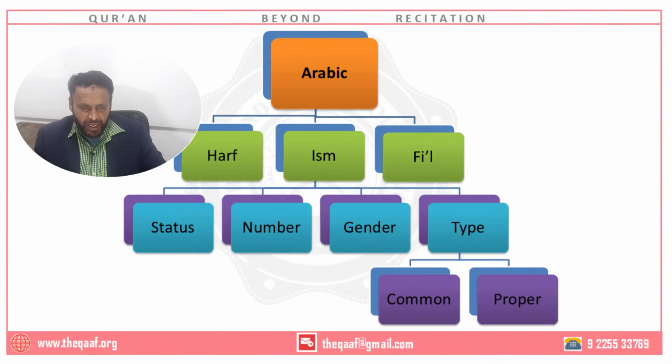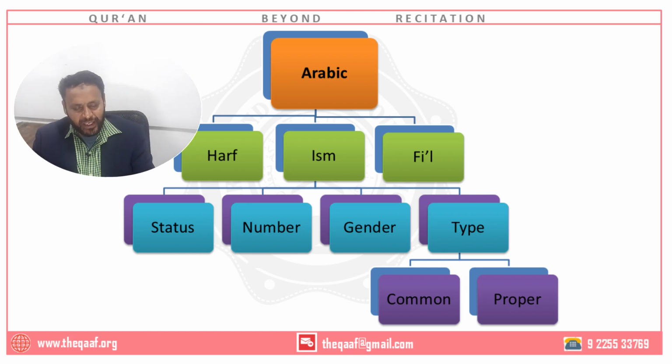So that was the topic of gender, after status and number. Now we will go to the last property of the ism, which is called type. Here is the flow chart that we have been reviewing for so many days. The Arabic language has 3 parts of speech. We are studying ism. Every ism has 4 properties: status, number, gender, type. So today's topic is type, and it is of 2 types: common and proper. That's the subject of today's study.